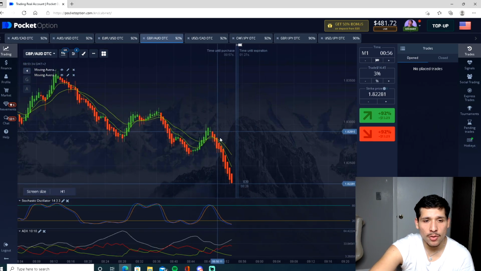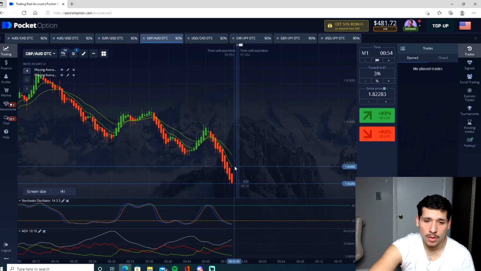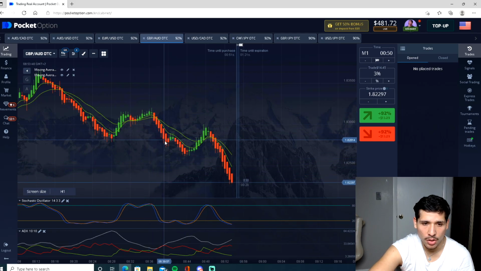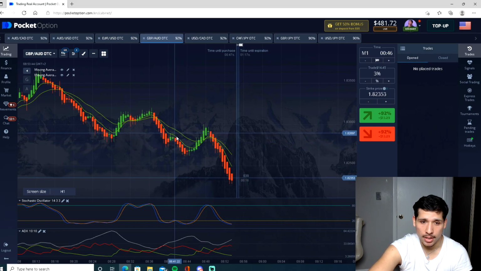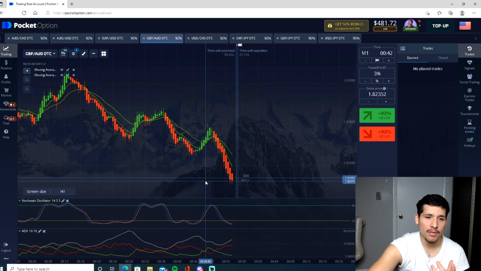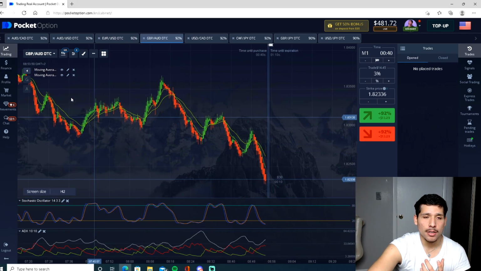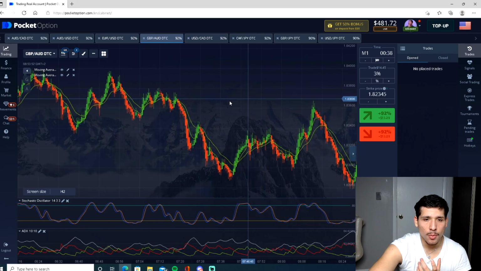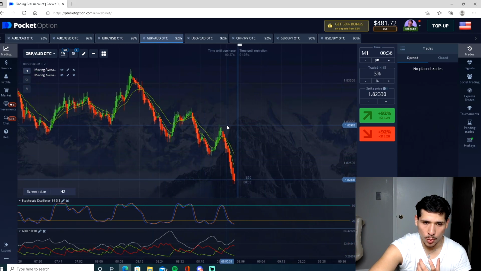So right here, if you look at this one, I'm waiting for a pullback. As you can see, there was a pullback and then a hard sell, again pullback, sell. Very, very clear. You want to look at the overall movement. It's going downwards, so I'm waiting for pullbacks.